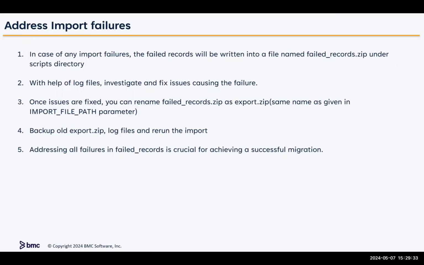Once the issues are fixed, we can rename this failed_record.zip as export.zip. This should be the same name as given in the import file path parameter. And then we need to backup the older export.zip file and the log files and then rerun the import. So this will help us to rerun the failed records. We need to make sure that all the failed records are imported so that we can be sure that the migration is successful.